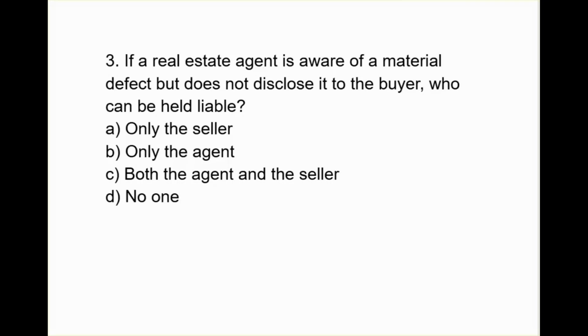If a real estate agent is aware of a material defect but does not disclose it to the buyer, who can be held liable? A, only the seller. B, only the agent. C, both the agent and the seller. D, no one.